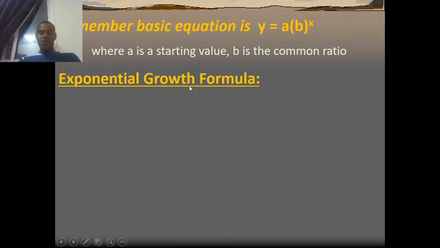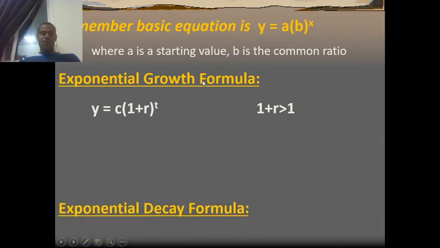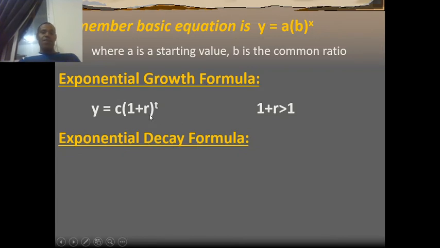Exponential growth formula. Here we have a formula. You should know about this formula. y equals c multiplied by (1 + r) to the power t. Okay? So 1 plus r should be greater than 1. That's why it's called exponential growth. For the exponential decay formula, instead of writing plus, make it minus, and 1 minus r should be less than 1. The output value is c multiplied by (1 - r) to the power t.